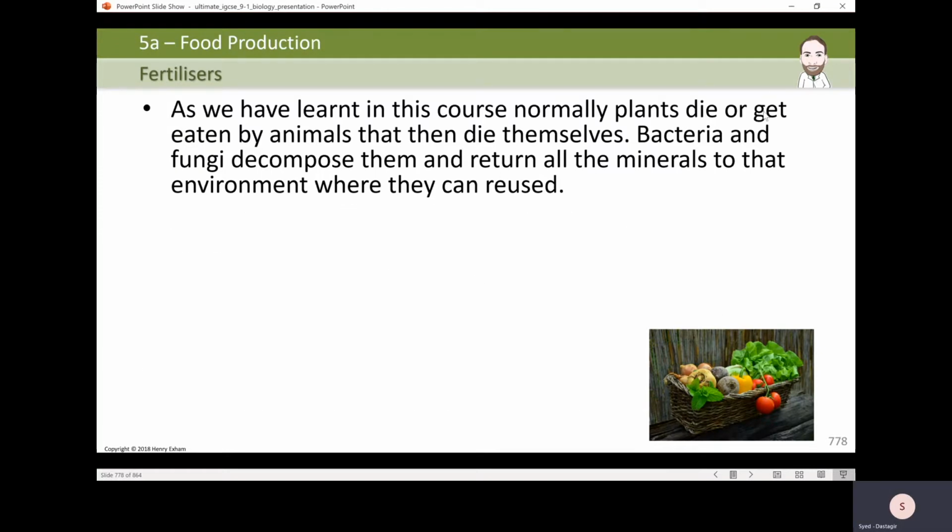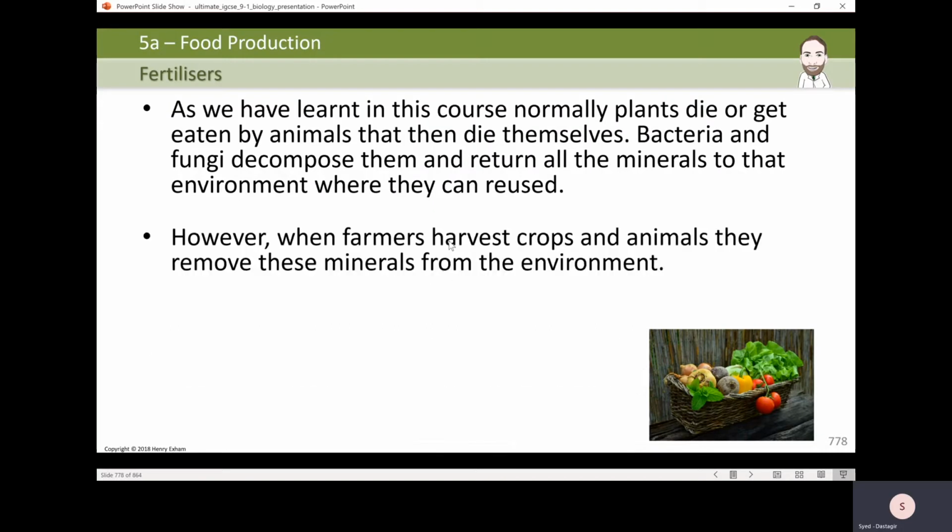So we've learned that plants die or get eaten by animals and they die themselves. If you remember the cycles, that we'll come back to later on. Bacteria and fungi decompose. You need to make sure you know what that means. You should know by now, year 11s. They decompose them and return all the minerals to that environment where they can be reused.